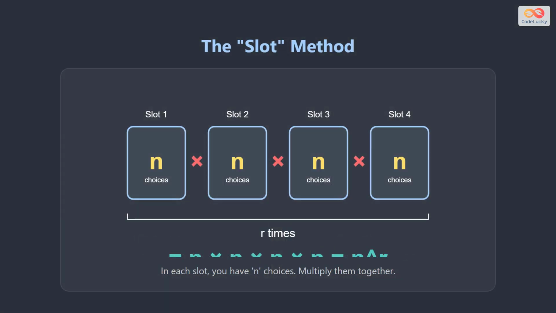To understand why the formula works, think of the slot method. If you have r slots to fill, and for each slot you have n choices, you simply multiply n by itself r times. First slot has n choices, times the second slot with n choices, and so on.